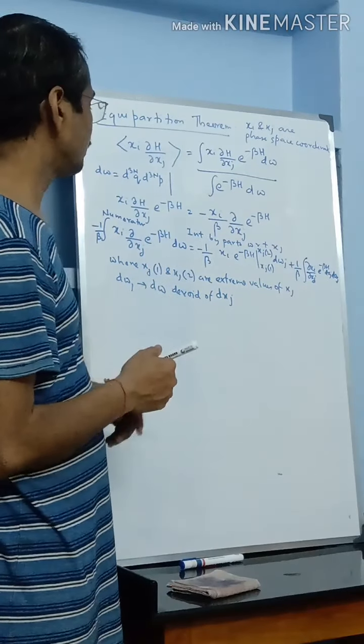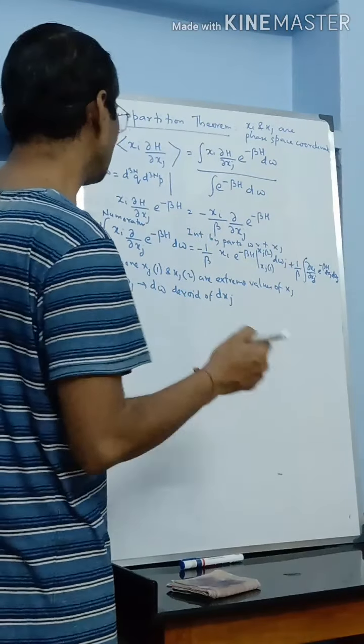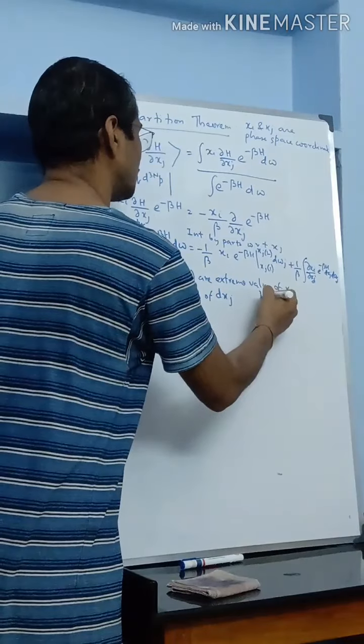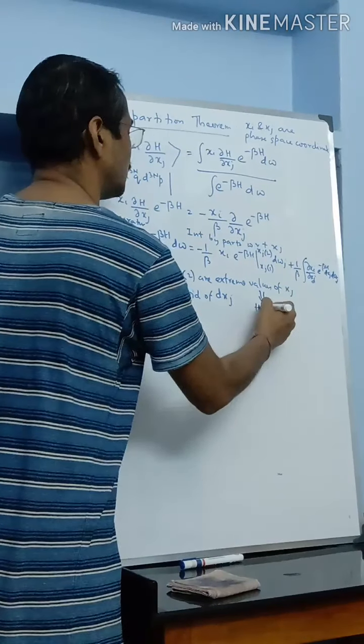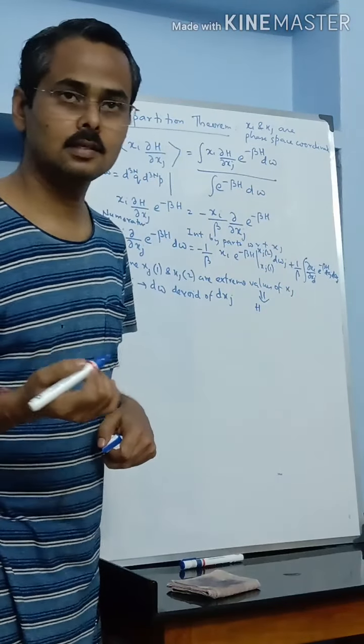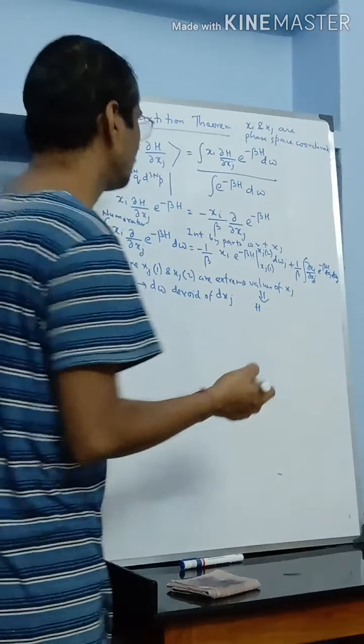How about the first part? When you take the extreme values, at the extreme points the kinetic energy would be infinite and the potential energy would be infinite.